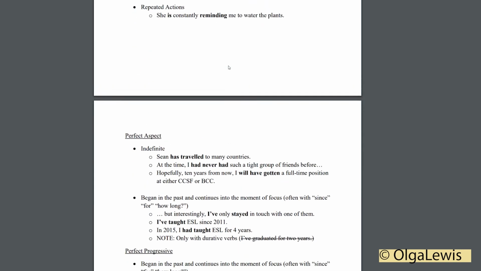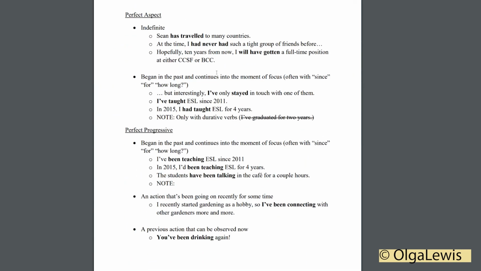So this is the difference between repeated action in the progressive or continuous aspect versus simple aspect. Okay, let's move on. The next one is perfect aspect. So perfect aspect is talking about something indefinite or some indefinite experience. Sean has traveled to many countries. It's a complete action, but we don't know when he traveled to this or that country. We just know a fact.